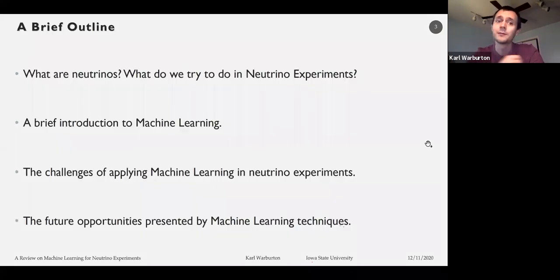So, just a brief outline of what I'm going to talk about. I'll quickly say what neutrinos are, because I'm aware most of you probably aren't too familiar with the idea of neutrinos, and then what we try to fundamentally do in neutrino experiments. I'm sure most people are aware, but I'll give a brief introduction to machine learning and how it works. Then I'll discuss the challenges of applying machine learning in neutrino experiments, and then quickly mention some of the future opportunities as to how machine learning techniques can have nice synergies between industry and particle physics research.